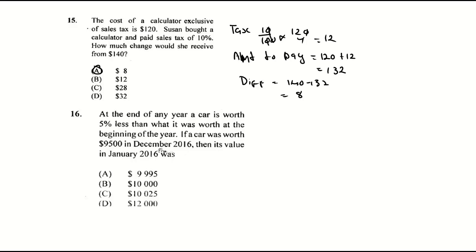Number 16, at the end of every year, this is a repeated question, right? So at the end of the year is 9,500, sorry, 9,500. So at the beginning of the year would be 10,000, B.